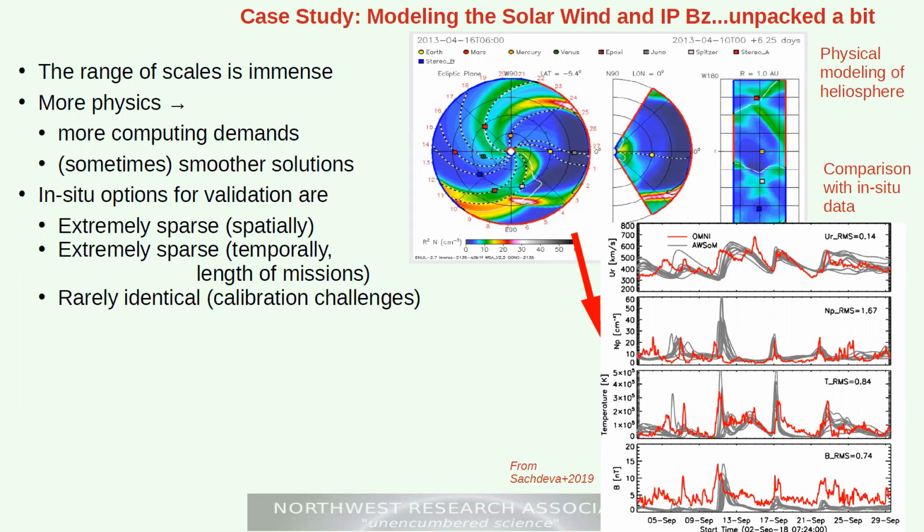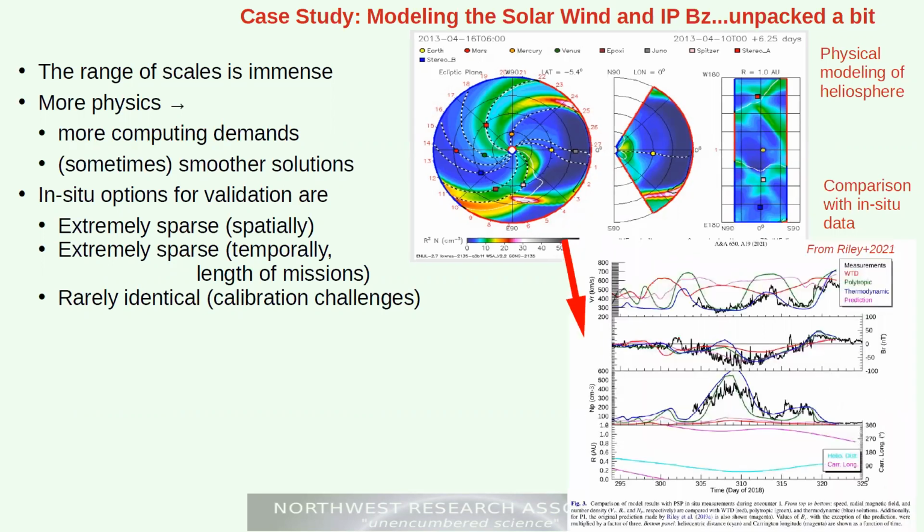But the in situ options for validation are really sparse spatially, really sparse temporally. They may have good temporal sampling at one spot, but that isn't going to last for more than a few years, or it's going to sample just a few of the kinds of events that you want to get. And they're also rarely identical, as was alluded to before. So you have these comparisons, and it's like, is it good? Is it not? Are we working?